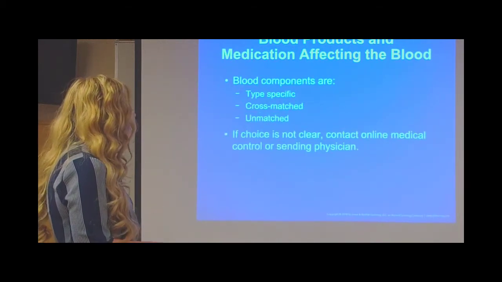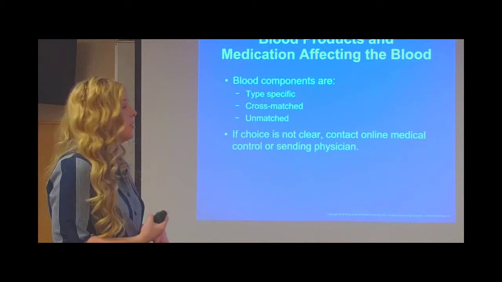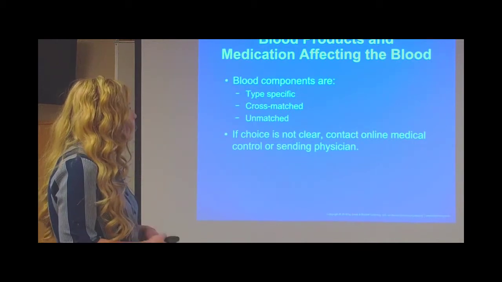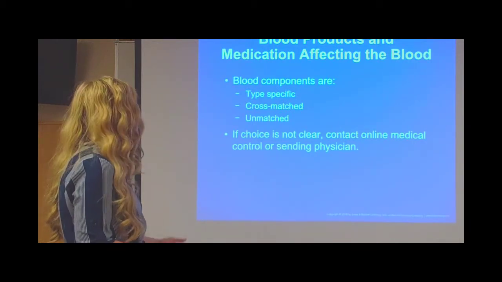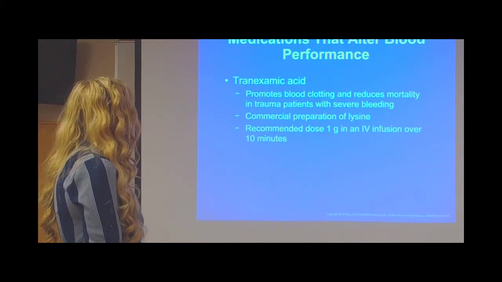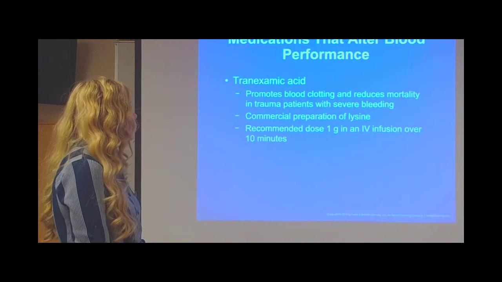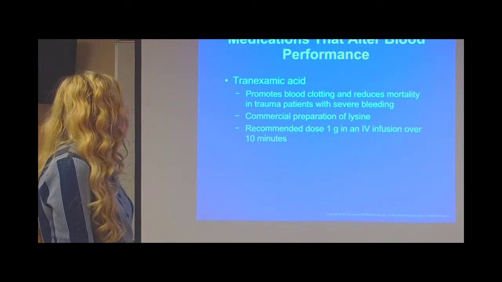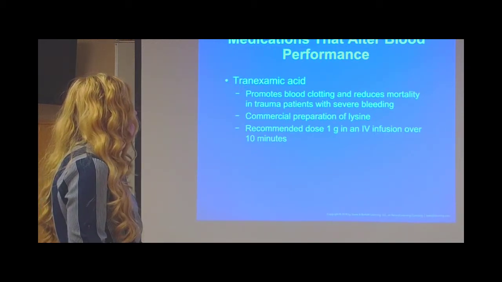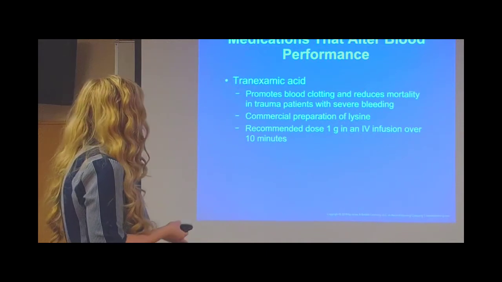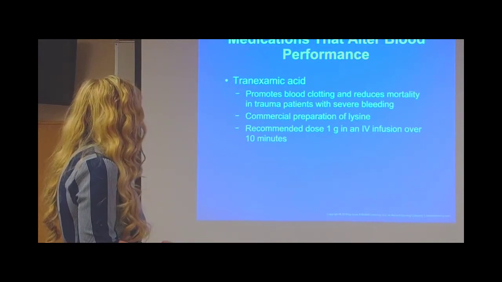Blood components are type-specific, cross-matched, and unmatched, and if you're unsure, you need to contact an expert. Tranexamic acid promotes blood clotting and reduces mortality in trauma patients with severe bleeding. It can also be used orally to prevent bleeding in menorrhagia.